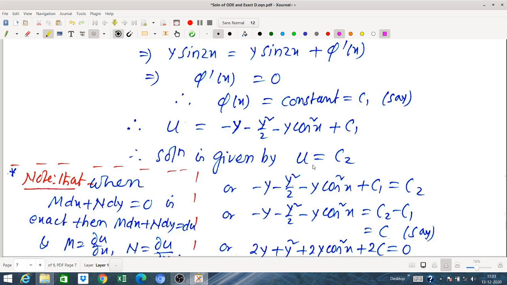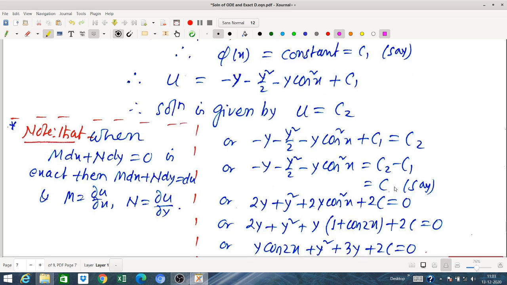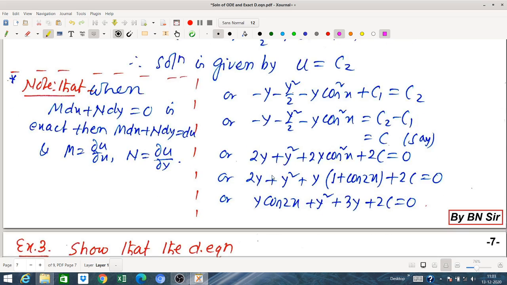Therefore the solution is given by u equal to c2, and then changing this c1 to the right side, we shall get c2 minus c1, say c, and then multiplied by 2 and cross, we have got this. And here 2 cos square x we can write as 1 plus cos 2x by trigonometry, and then simplifying we get y cos 2x, y square, 2y and y, 3y plus 2c.